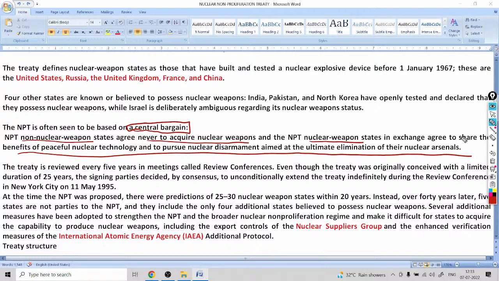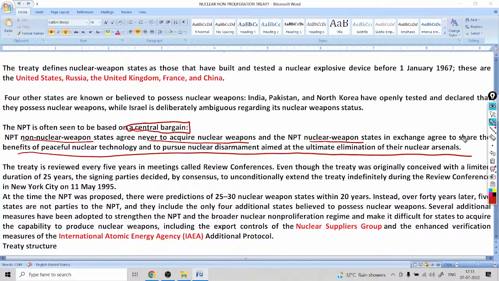And at the 25th review conference, looking at the importance of such a treaty, the signatories decided to extend it for an indefinite period. At the time the NPT was proposed, there were predictions that 25 to 30 nuclear weapon states would emerge within 30 years. So when the treaty was proposed, that's in 1965 to 67, there was apprehension or expectation that around 25 to 30 countries would acquire nuclear weapons in the coming 20 years. But this treaty has brought it to a grinding halt.